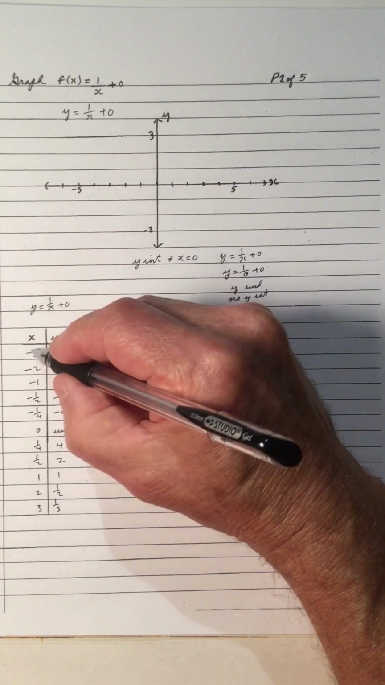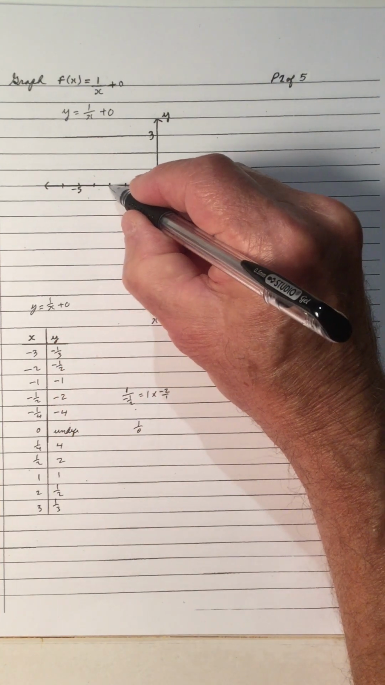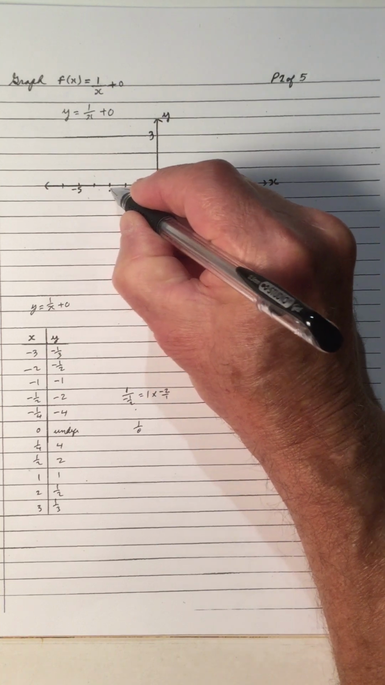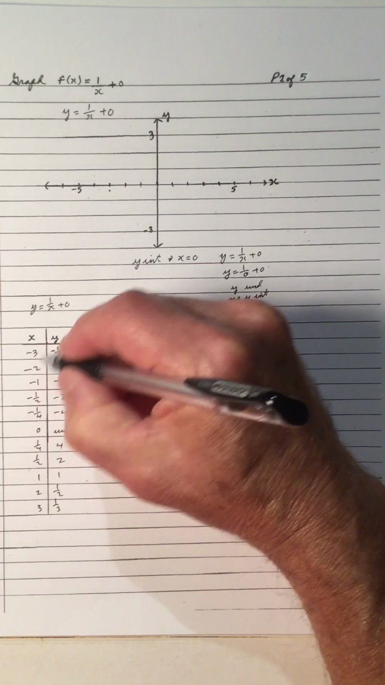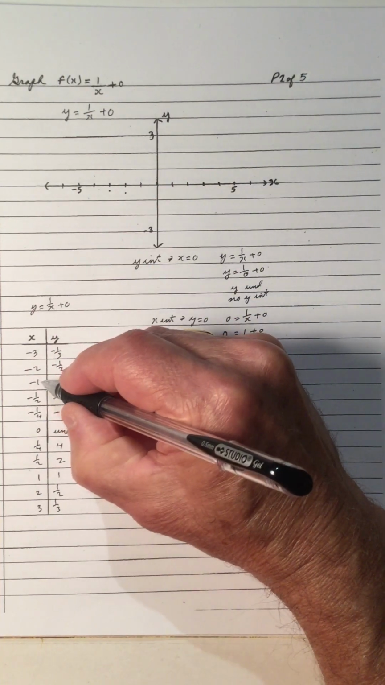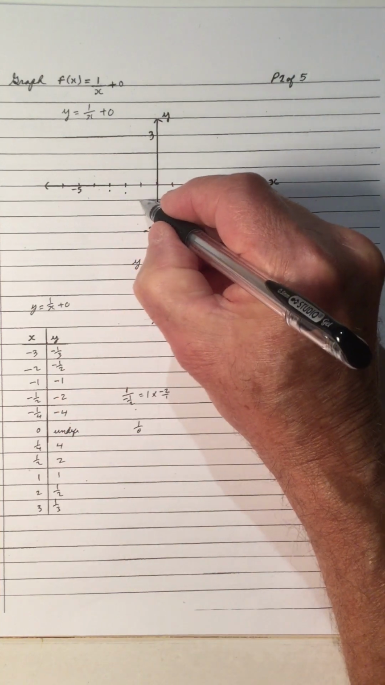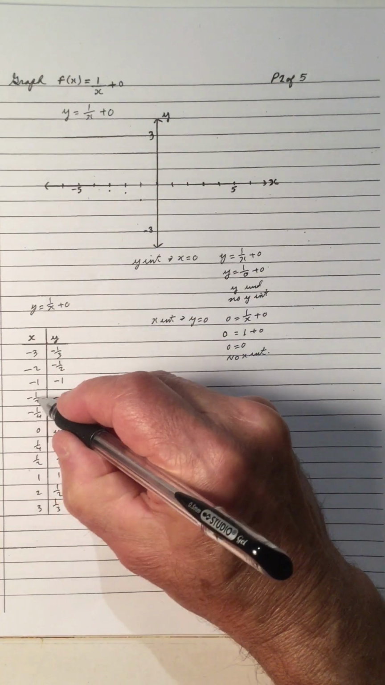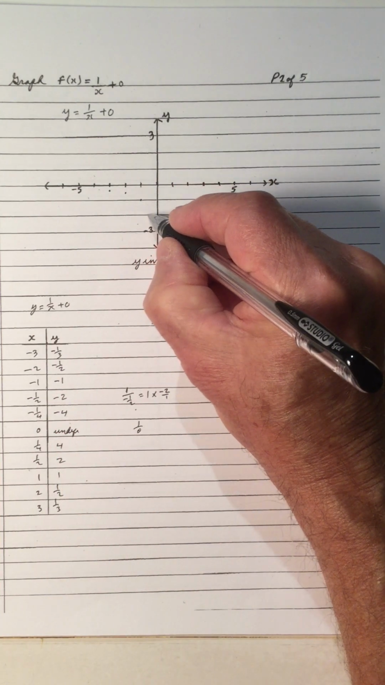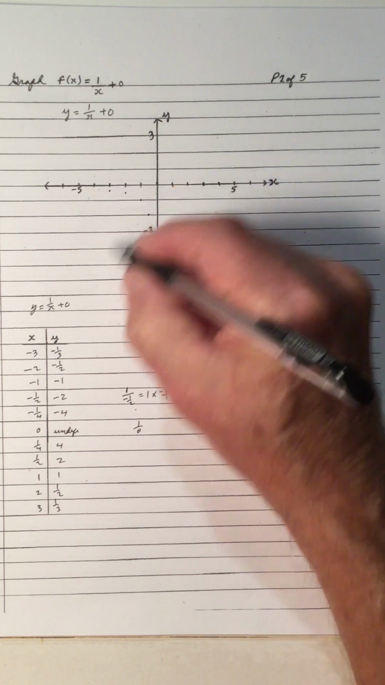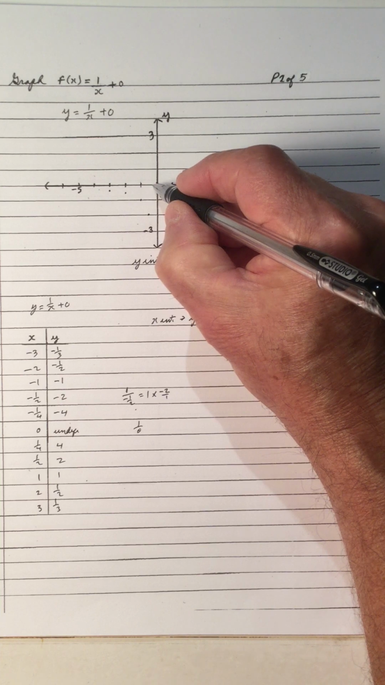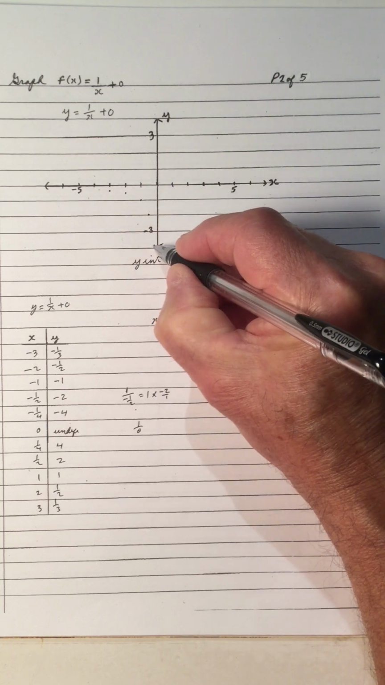So we have negative 3, which is here, and y is negative 1/3, so approximately, put it right there. X is negative 2, which is here, and we have negative 1/2. X is negative 1, which gives us negative 1. X is negative 1/2, we get negative 2. And negative 1/4 is here, so we have negative 4. So it's right there.